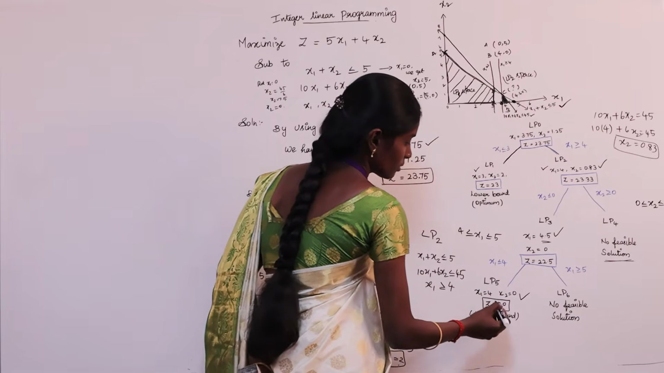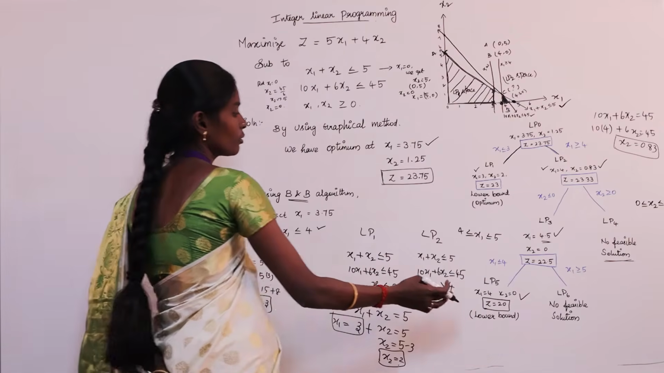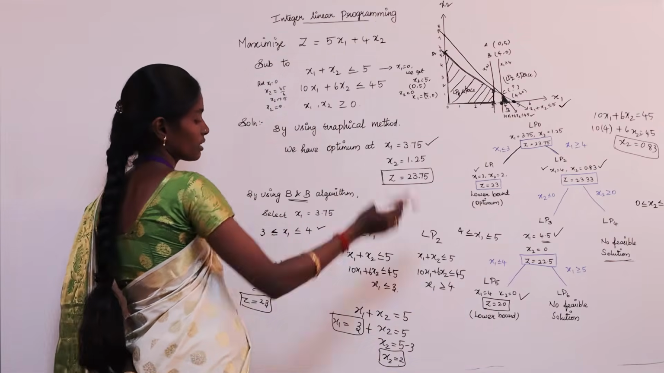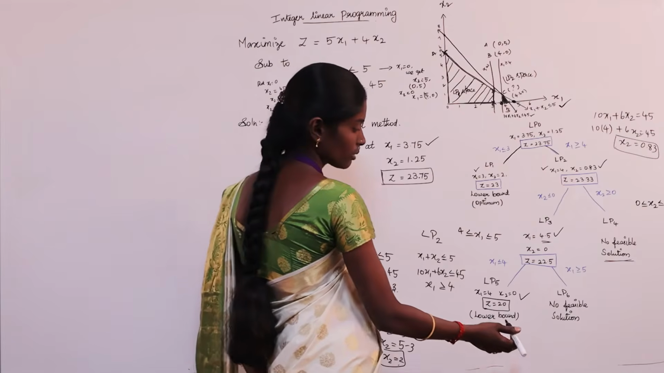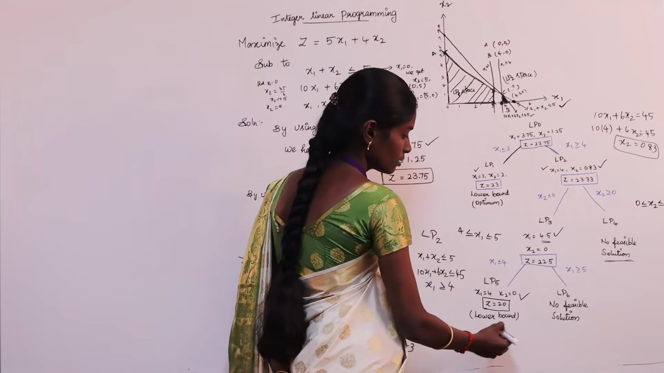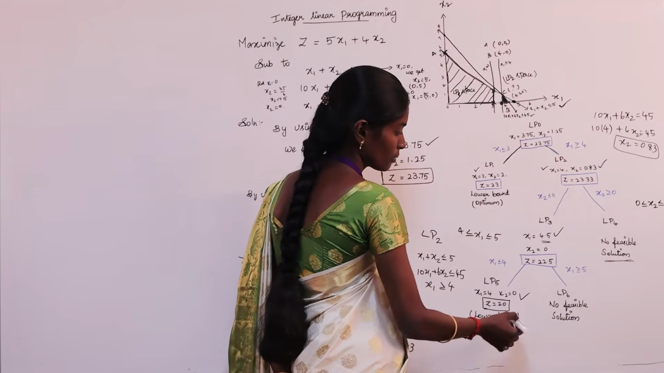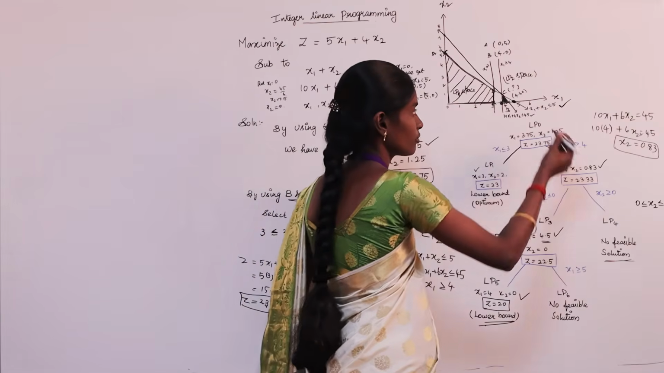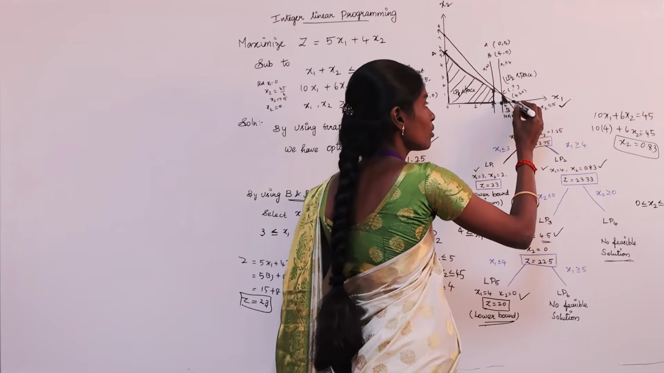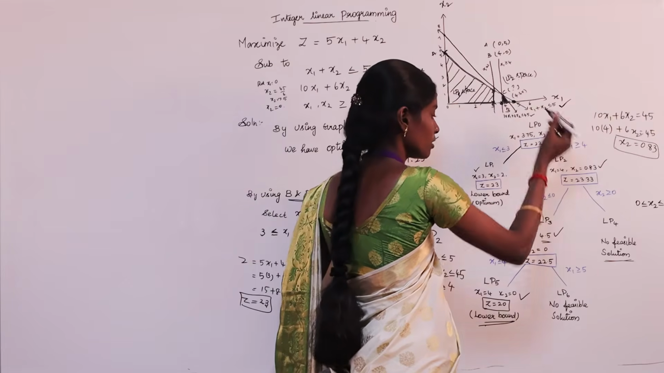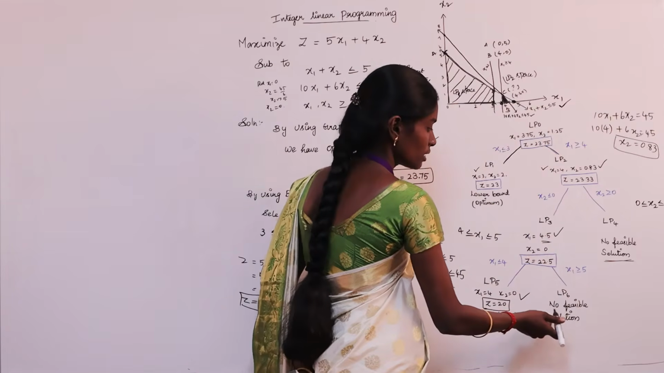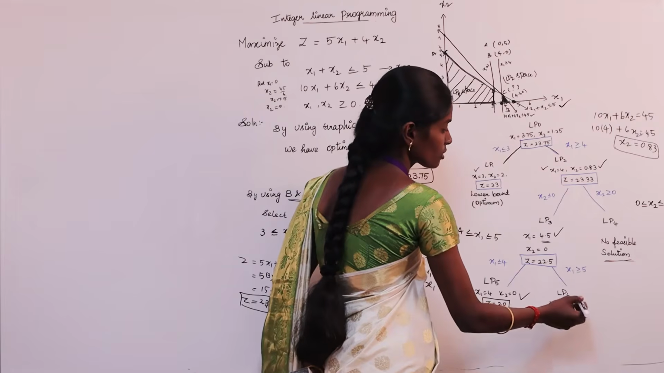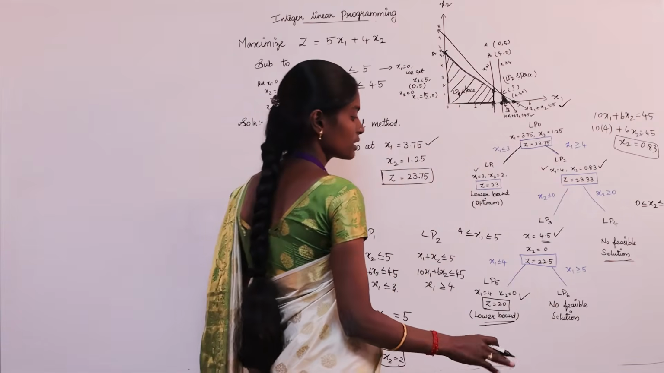Then we substitute these values in the maximization function, and we have Z is equal to 20, and we obtain the lower bound, that is the optimum solution. In the same way, x1 greater than or equal to 5 is out of the feasibility area. So we conclude there is no feasible solution for the LP6 space.